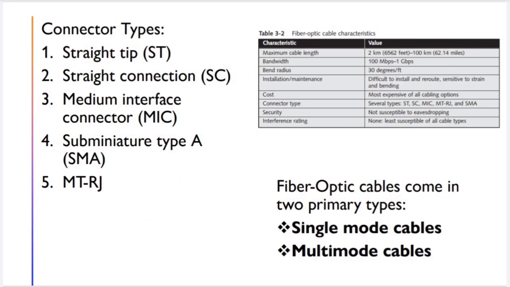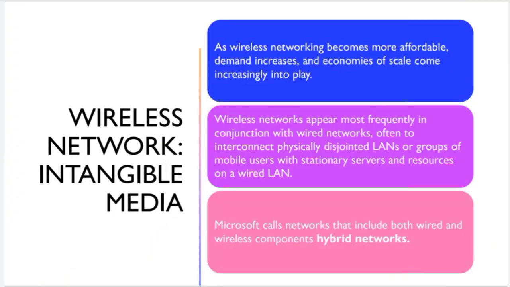In fiber optic cable characteristics, there are five connector types: the straight tip, straight connection, medium interface connector, sub-miniature type A, and MTRJ. Fiber optic cables come in two primary types. There are single mode cables and multi-mode cables.